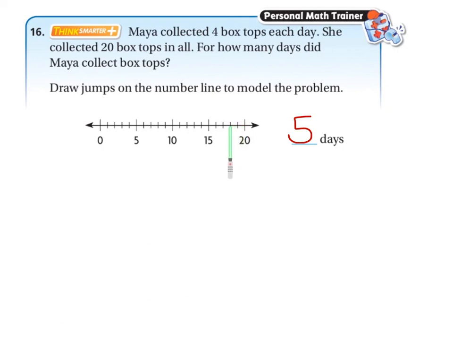1, 2, 3, 4. So from right there, I need to draw a jump. There's 1. I'm going to continue to do this. 1, 2, 3, 4. Draw the jump back. Okay, so here is day 1, day 2, day 3, day 4, day 5. She collected box tops for 5 days.